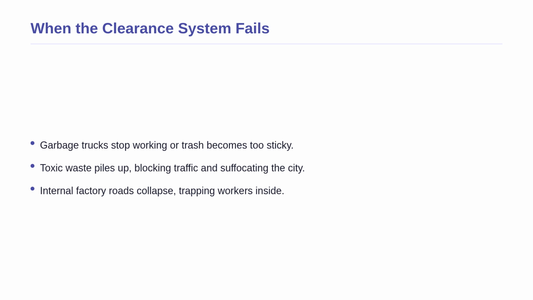Simultaneously, the internal roads within the factories themselves would begin to collapse, trapping the workers inside. This dual failure, both outside in the streets and inside the factories, is exactly what happens in the brain during Alzheimer's disease, leading to a complete network shutdown.